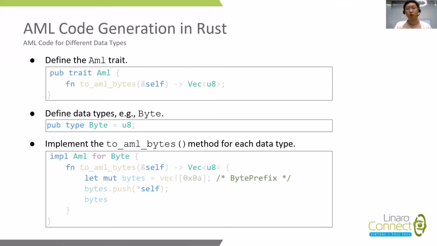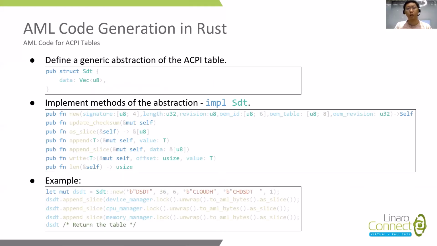Users can extend to any data types needed in the ACPI specification, such as path, ResourceTemplate, address space, etc. After this, we can implement the AML trait for the data type. This is basically implementing the to_aml_bytes method for each data type according to the ACPI specification. Now we have the AML code.